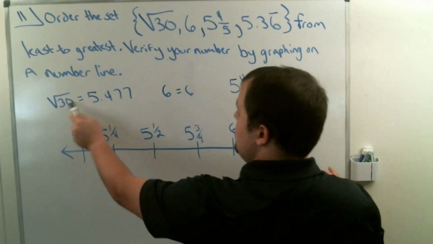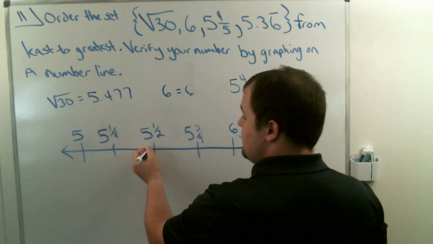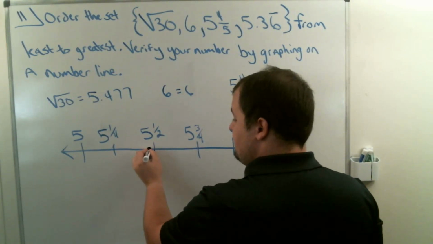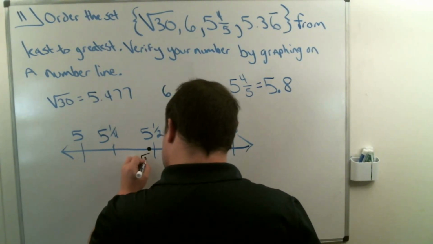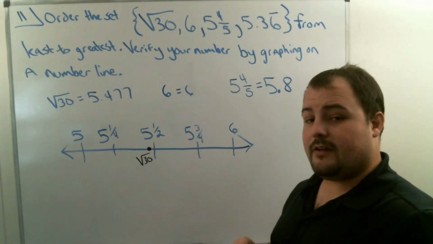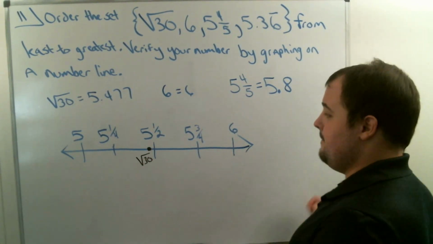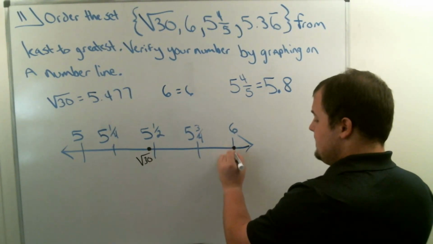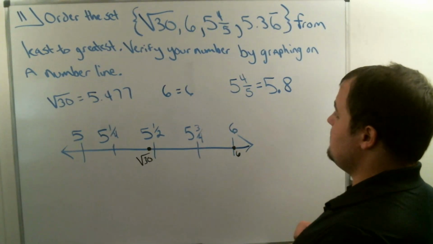Well, I know the square root of 30 is 5.477. 4/7 is probably really close to 1/2. So I'm going to put a dot right by my 1/2, and I'm going to call this the square root of 30. So the square root of 30 is close to 5.5, but it's not actually 5.5, so I put it really close to 5.5. This one is at 6, so I'm going to go ahead and put a solid dot at 6, and I'm going to say that that's where 6 goes. So I'm going to write the number 6.